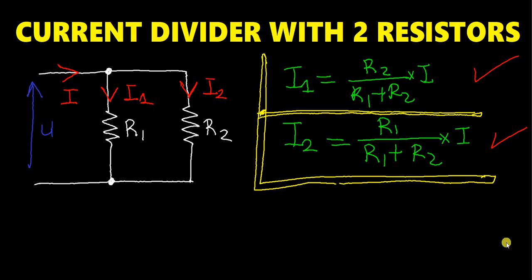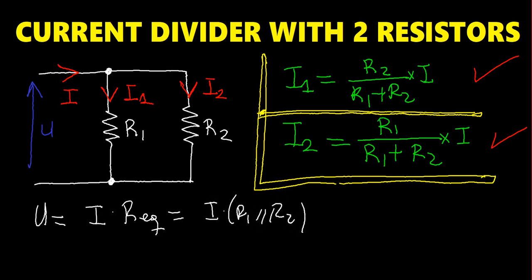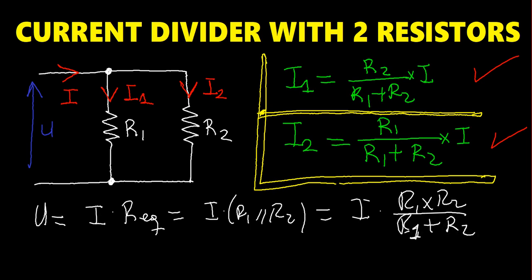We discovered that the supply voltage U is equal to current times R equivalent here, and the R equivalent here is R1 parallel R2, which is equal to I times R1 parallel R2, which is equal to I times R1 times R2 over R1 plus R2. That is it here. We can call this equation, let's say, equation 1.